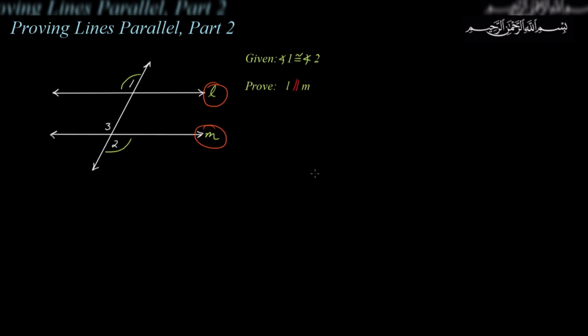Wow, this is like the alternate exterior angle theorem, right? You know what I'm saying? If two lines are cut by a transversal such that the alternate exterior angles are congruent, then the lines are parallel. This is, in fact, the alternate exterior angle theorem. So can't we just say this is from the alternate exterior angle theorem?